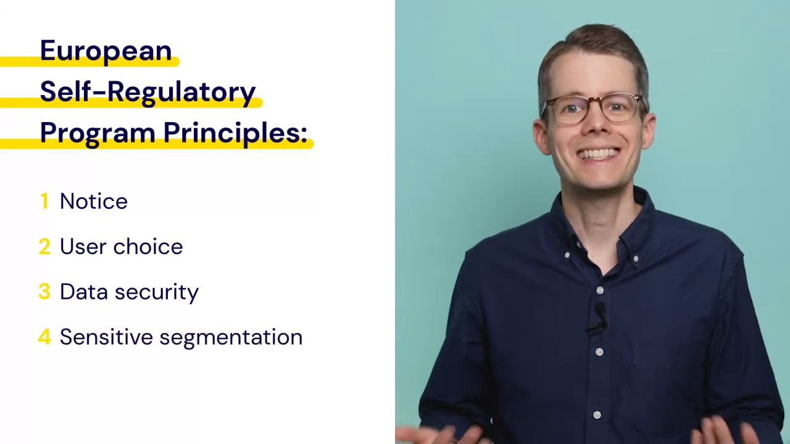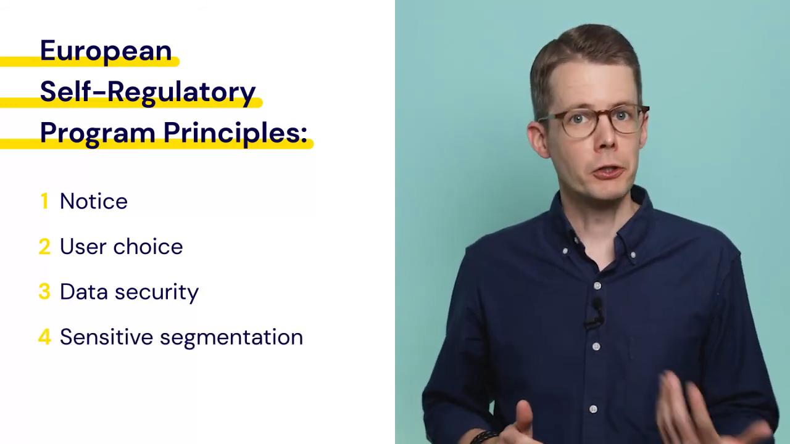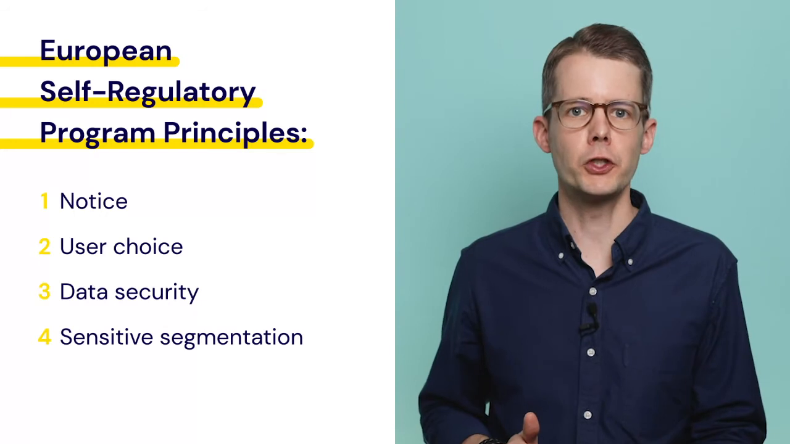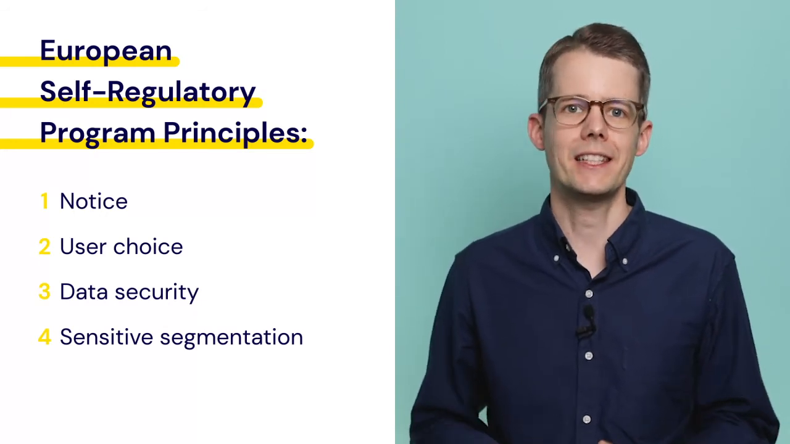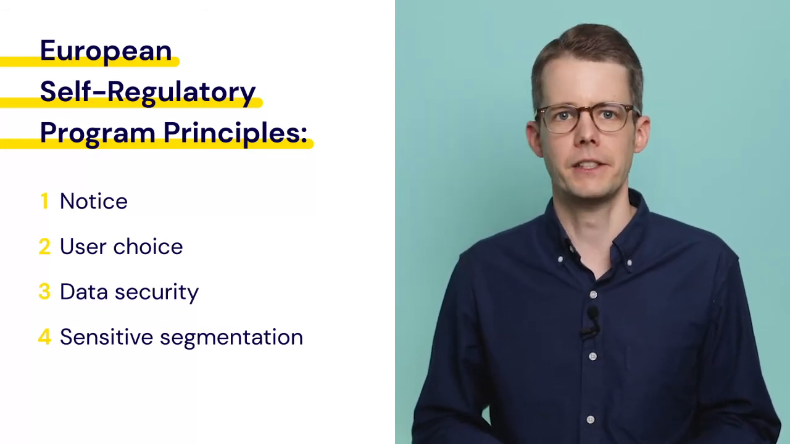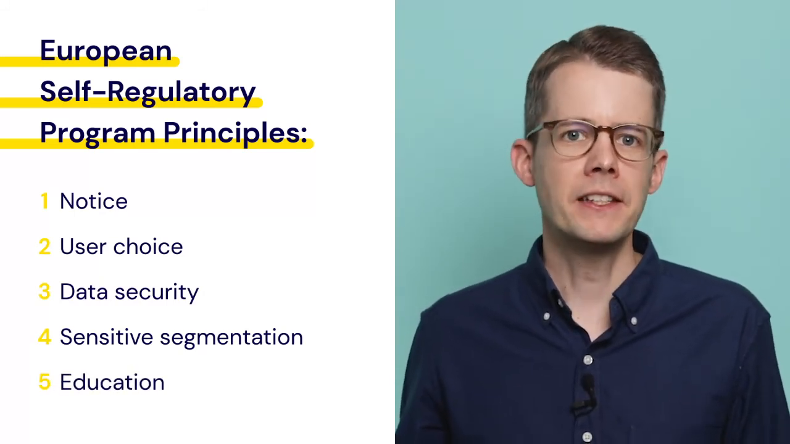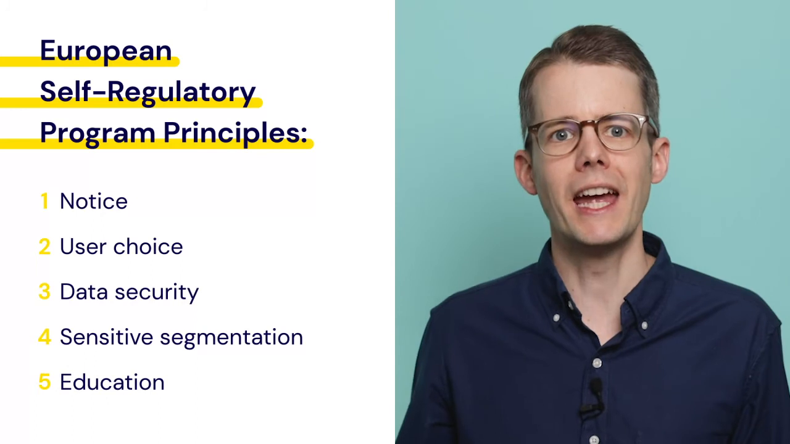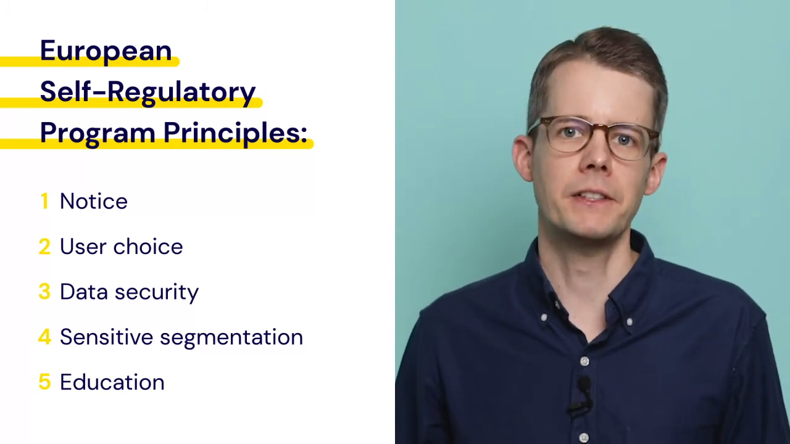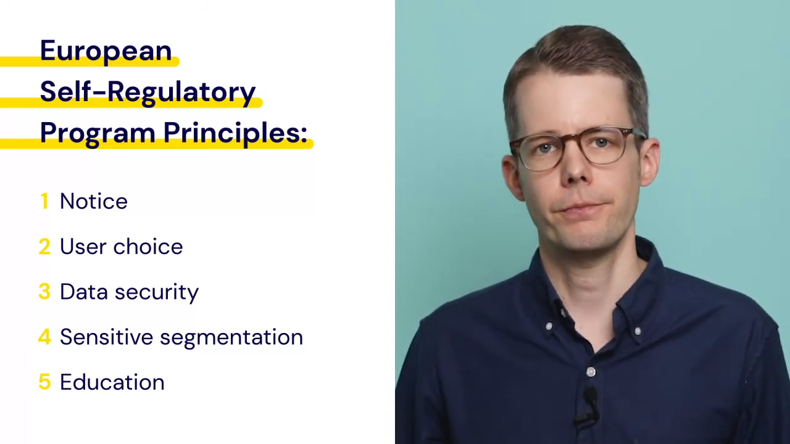Principle number 4, sensitive segmentation. Publishers put limitations in place when it comes to targeting children or using sensitive personal data for behavioral advertising. And principle number 5, education. And this includes both education for consumers and businesses about behavioral advertising and the self-regulation. In addition to establishing and following industry standards, most advertising platforms have created their own data policies. And we'll have a closer look next.